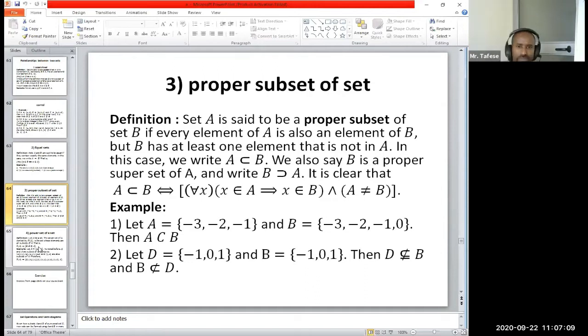First, the elements of set A should be found in set B. But this is not enough for a definition unless we add the fact that the second set B should have at least one element which is not found in set A. If the two sets are equal sets, we cannot say A is a proper subset of set B or B is a proper subset of set A. That is the definition of subset as we discussed earlier. So this is how we symbolize proper subset, which is quite different from the subset.